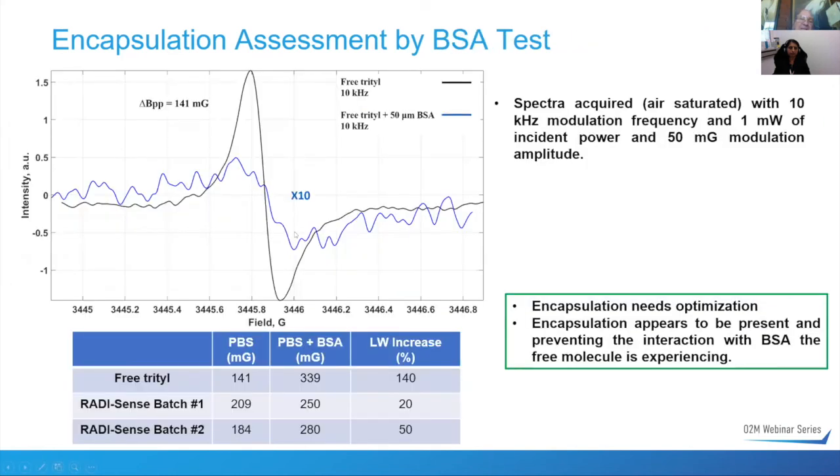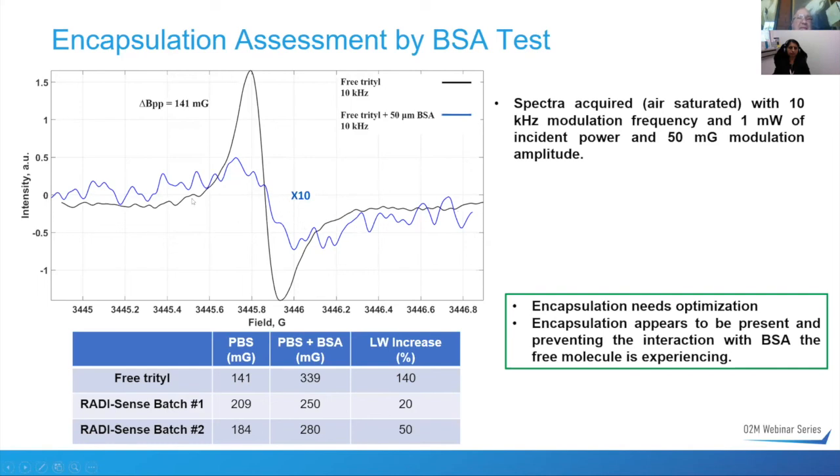We also did a test where we know that free symmetric trittle in solutions of bovine serum albumin will squash the signal of the trittle. This is free trittle, and this is just in air. This was just a quick test I ran recently at X-band. And then the blue trace is 50 micromolar BSA.